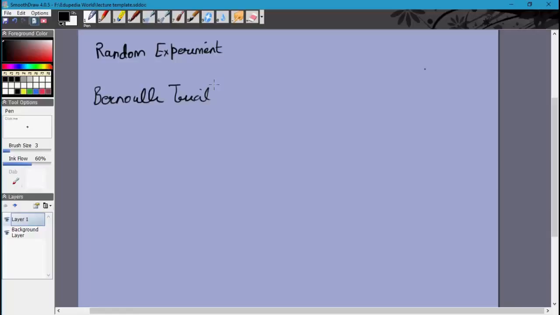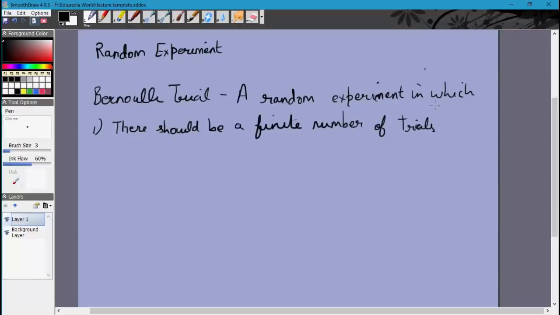So let's first look at what the characteristics of a Bernoulli trial are. First of all, it has to be a random experiment. If it is a deterministic experiment, it cannot be a Bernoulli trial. So a Bernoulli trial is basically a random experiment in which certain rules are followed. So the first rule is, this is just for the sake of completeness, this rule isn't really important. There should be a finite number of trials. A trial is basically one event in the experiment. And this is only there because theoretically you could continue an event for infinity and then these arguments wouldn't be valid. But in practical life, if you're conducting a Bernoulli trial, then there will be a finite number of trials. So this is not really that important.